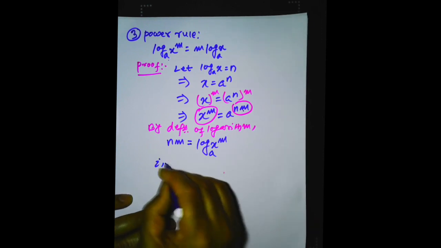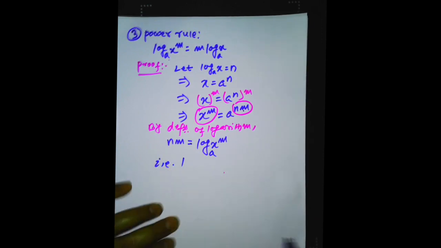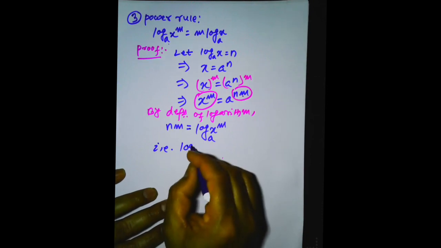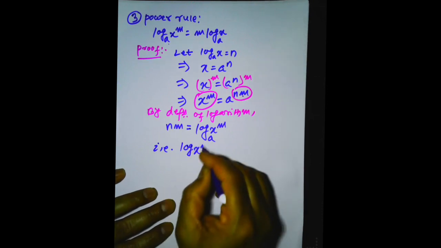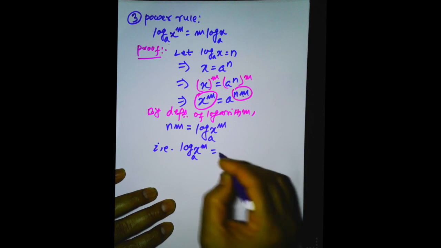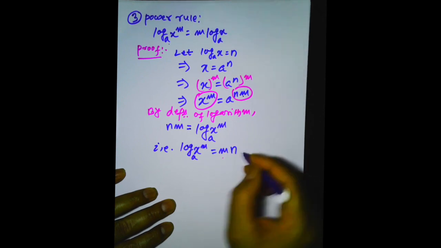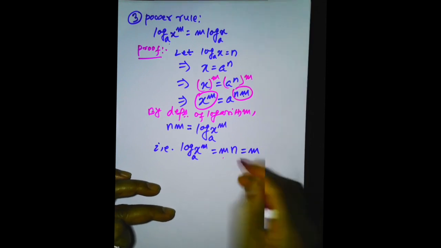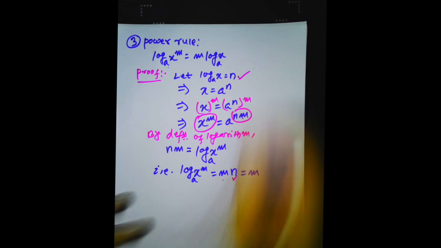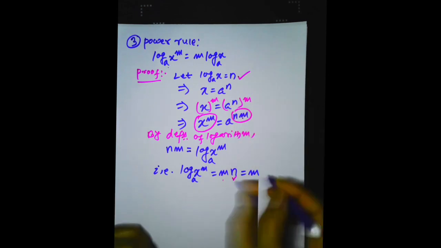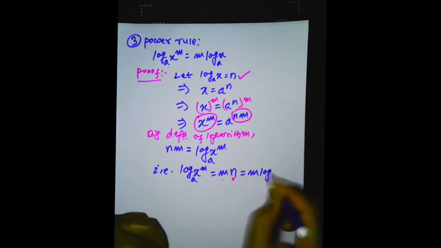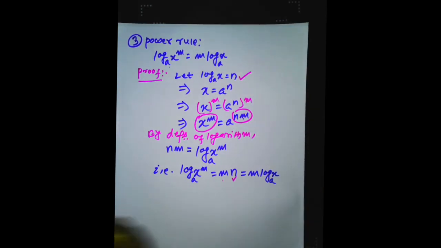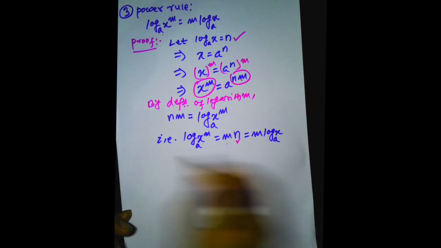That is, we can write logarithm of x to the power m, base a, equals m times n. What is n then? We have just supposed here that n is log of x to the base a. So in place of n we can write log x, and the base is a. So therefore it is proved.